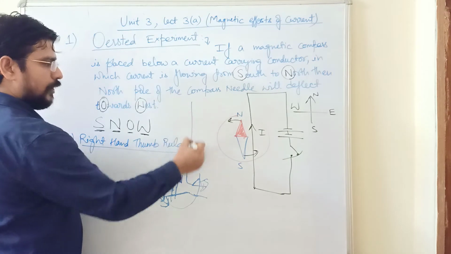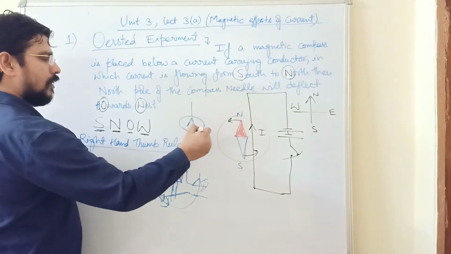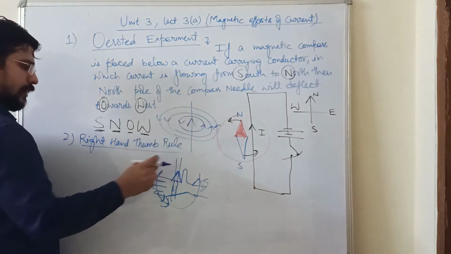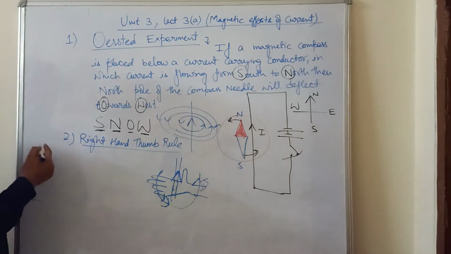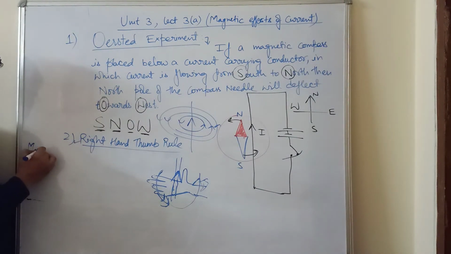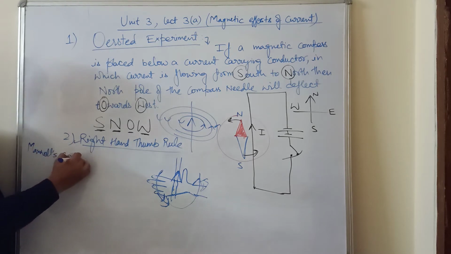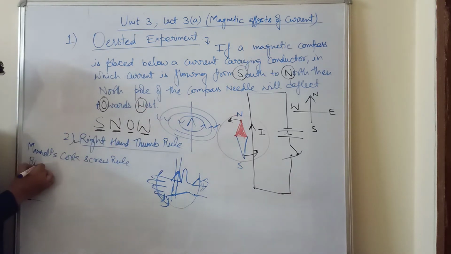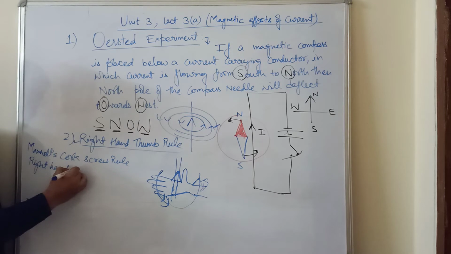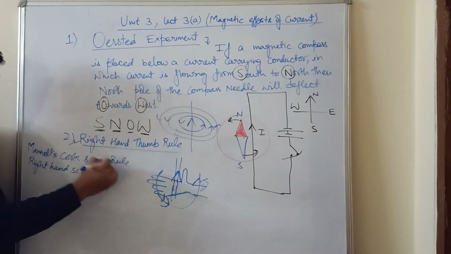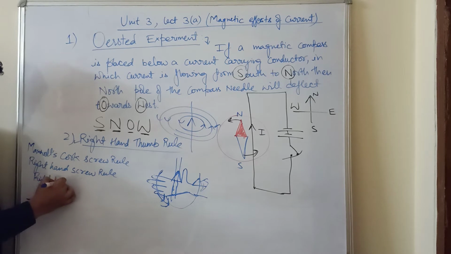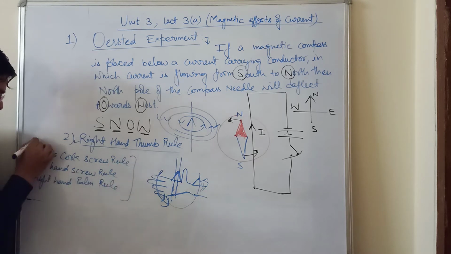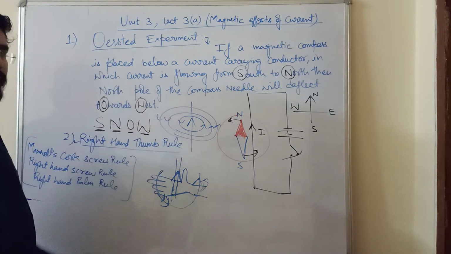So using this diagram we can draw the magnetic field lines around a conductor in the form of concentric circles, and that is known as the right hand thumb rule. This right hand thumb rule is also known by many other names, like Maxwell's corkscrew rule. It is also known as right hand screw rule or right hand palm rule. So all these names represent the same phenomenon which the right hand thumb rule represents.